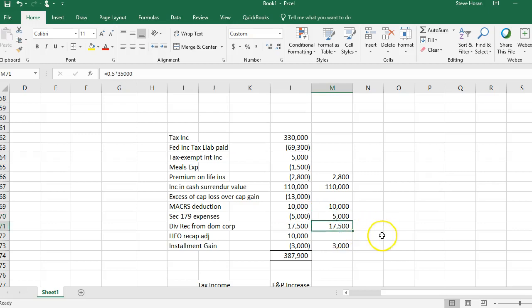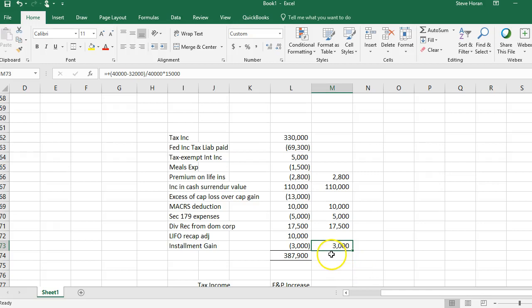The dividend received deduction, we're at the 50% threshold. 35,000 was the dividend times the 50% because it's less than 20% owned. They tell us that in the problem, so it's 17.5. We add back the LIFO recapture, which is mentioned in the paragraph beneath the table of numbers. And then the installment gain is this. A little bit more going on with that.